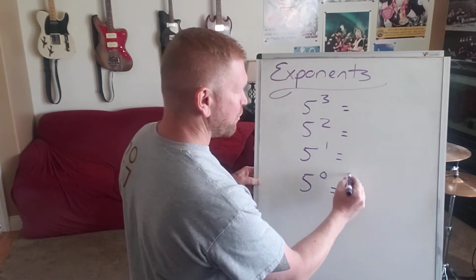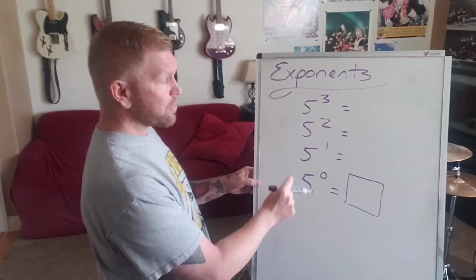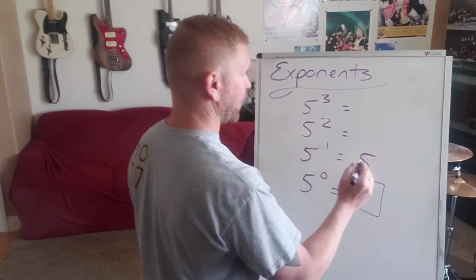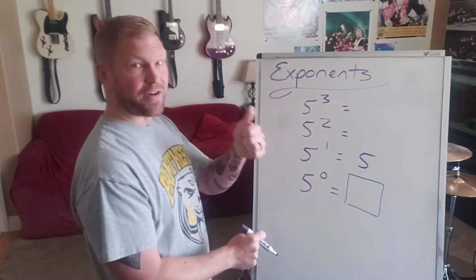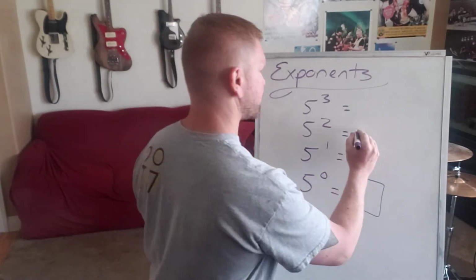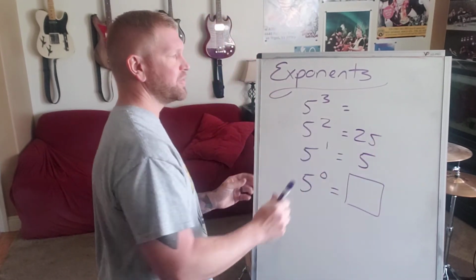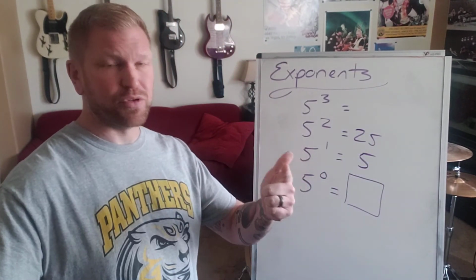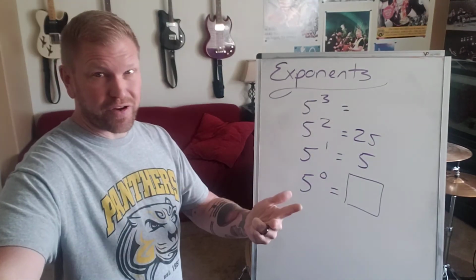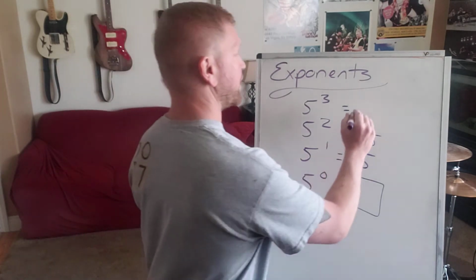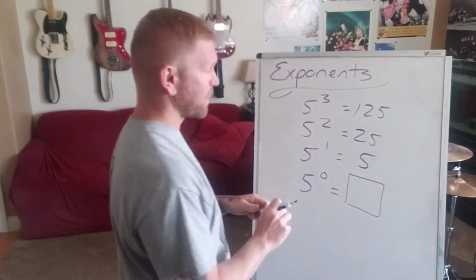So again, a lot of people will miss this one. They'll get the wrong answer there. A lot of people know 5 to the 1st power is just 5. 5 squared means 5 times another 5. That's 25. 5 to the 3rd power, that's 5 times 5, which is 25, times another 5. And if you multiply that out, that equals 125.